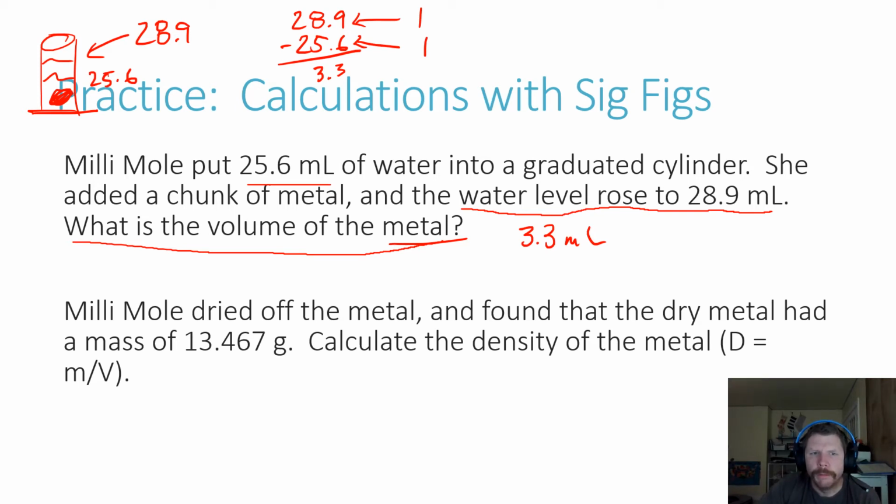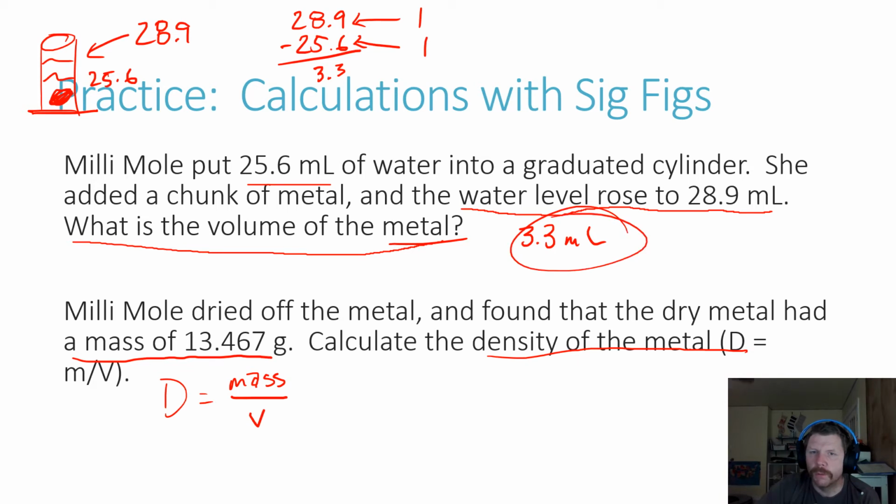Part 2: Millie Mole dried off the metal and found that the dry metal had a mass of 13.467 grams. Calculate the density of the metal. D is equal to M over V, so D is equal to our mass divided by our volume. We figured out from our first part what our volume was, 3.3 milliliters.